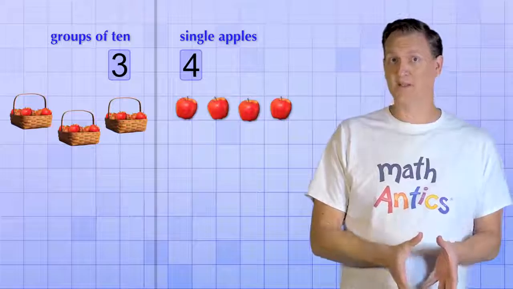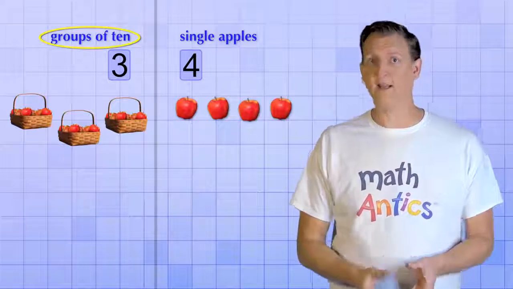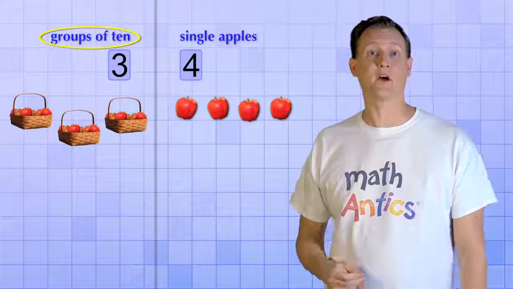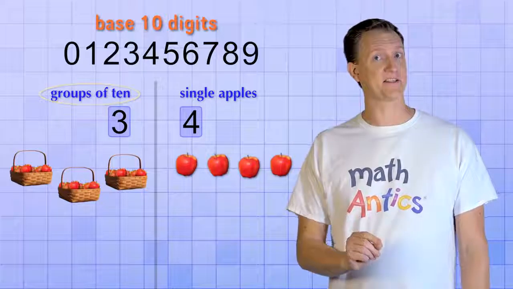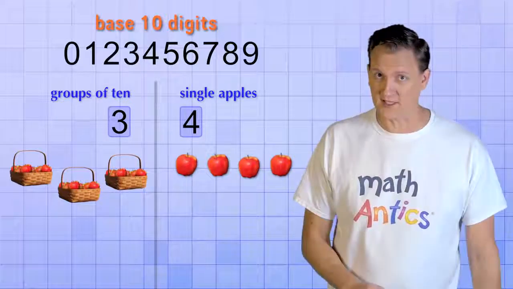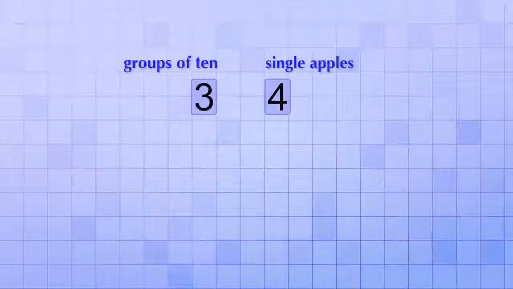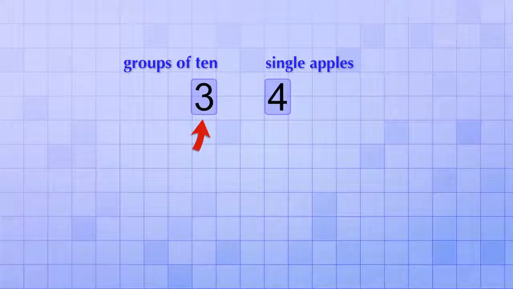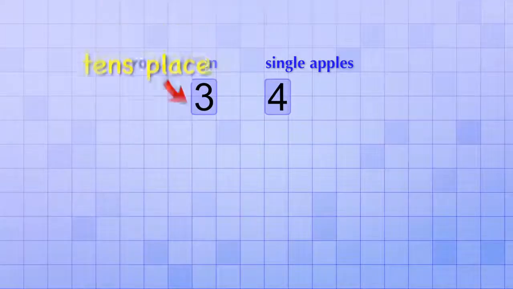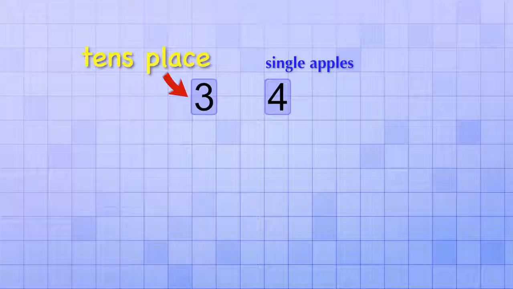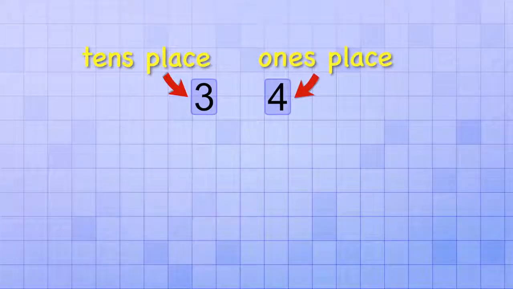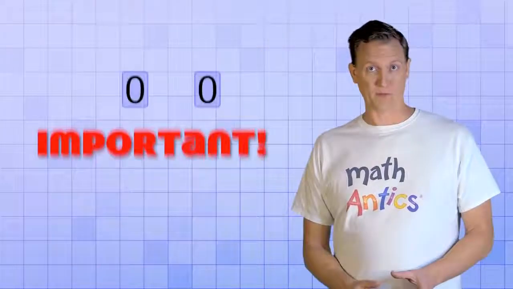Because the new number place is being used to count groups of 10, it's allowing us to reuse our original 10 digits. But this time, they're able to count or represent bigger amounts. Since this new number place is for counting groups of 10, we're going to name it the tens place. And we'll name our original number place the ones place, because we used it to count things one at a time. And here's the really important thing.